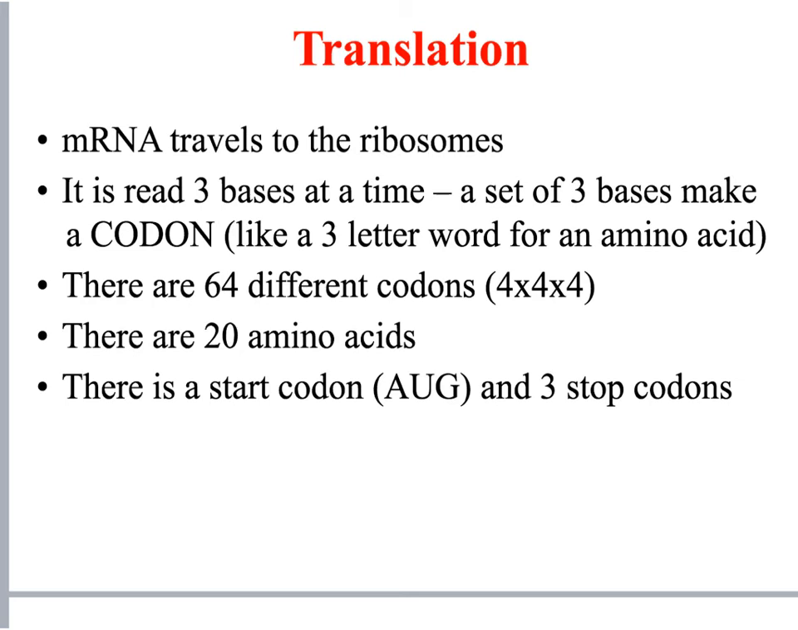So there are 64 different combinations you can make. And we're going to go over that 4x4. And then there are 20 amino acids. Those 20 amino acids can arrange themselves into several different proteins. Three letters, adenine, uracil, and guanine, will stop the process. And we also have stop codons.